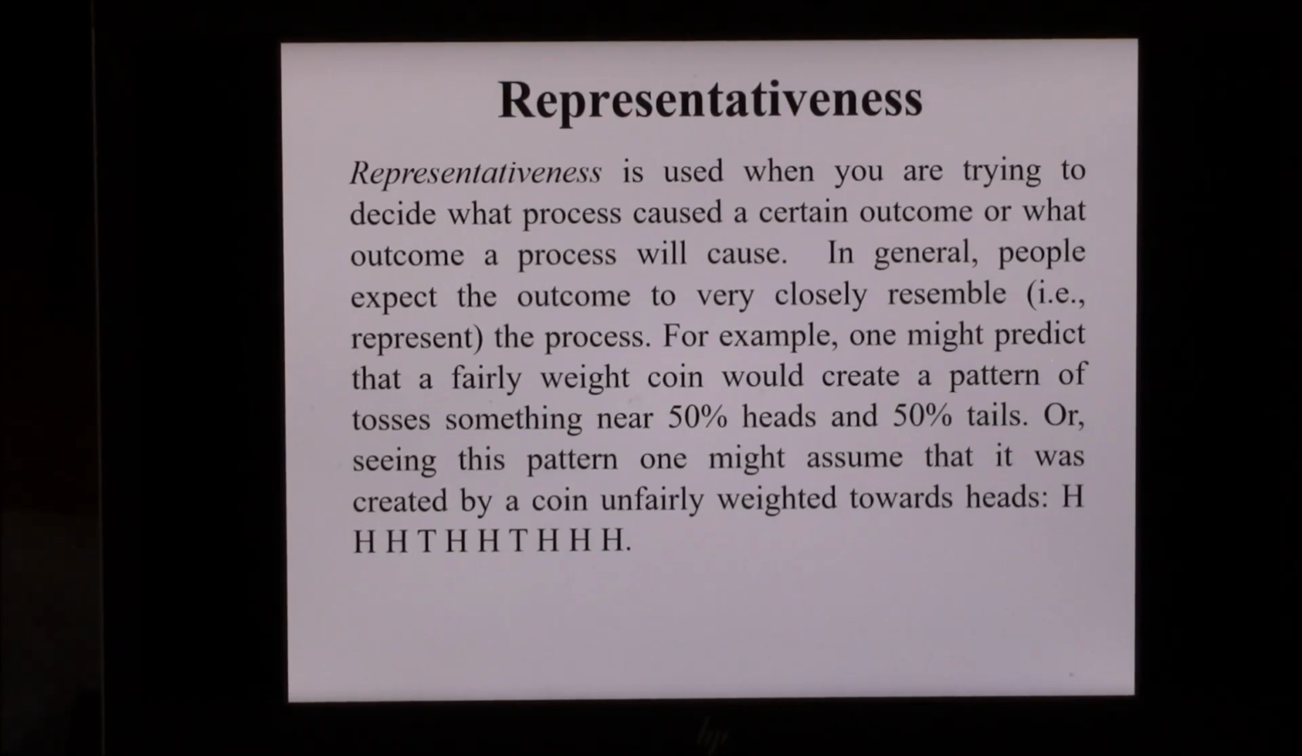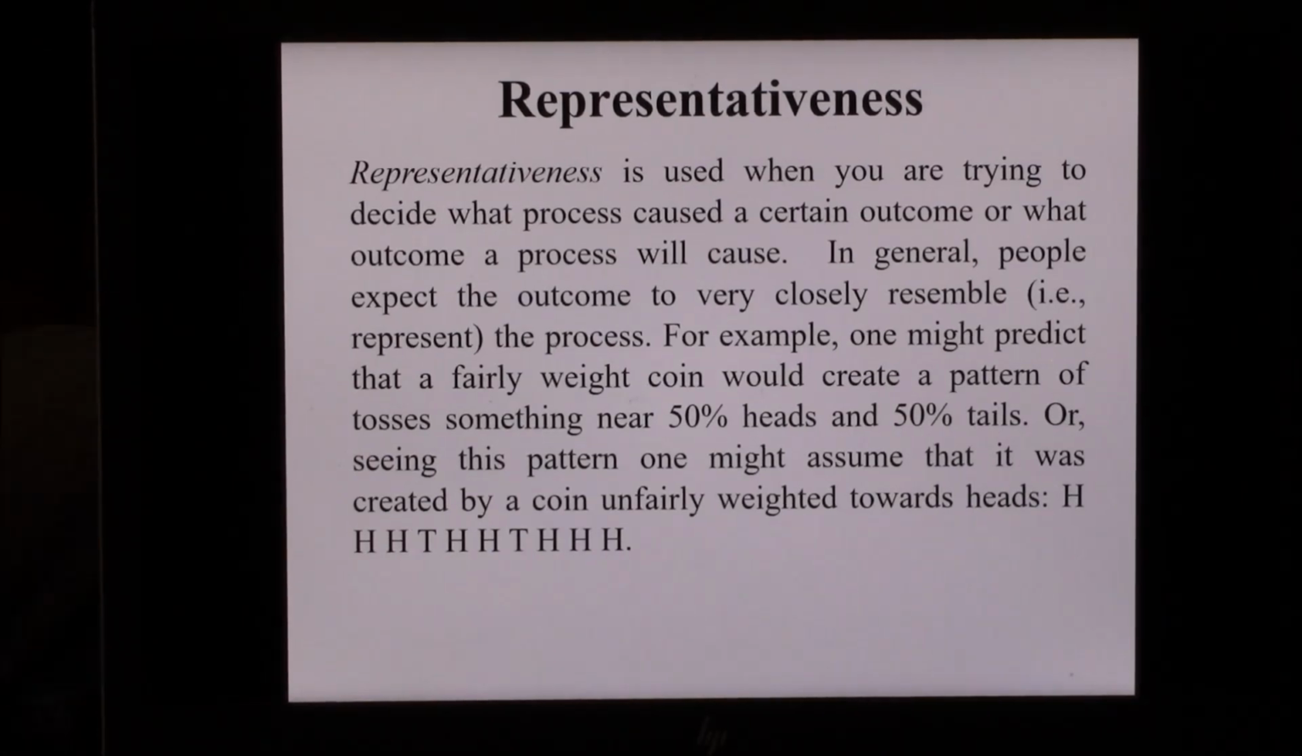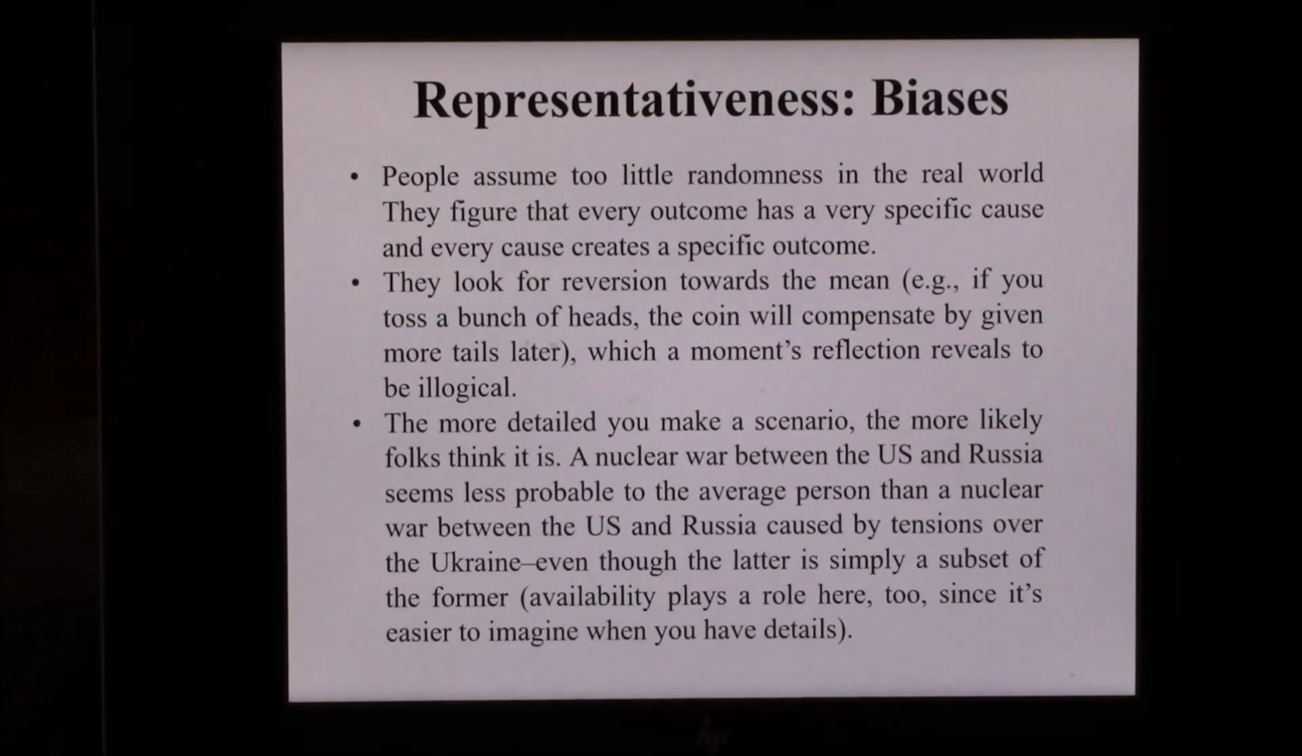So the first one, you're told the process. You have a fairly weighted coin. Then I guess I'll get about 50% heads and 50% tails. The second one, you're told the outcome, and you have to figure out the process. That's an unfairly weighted coin is what that is. It's unfairly weighted towards heads. So that's how representativeness works, and it's fairly reasonable, but it introduces biases.